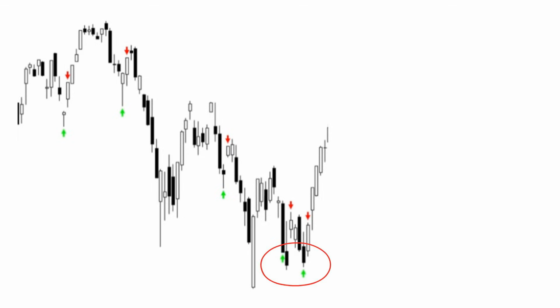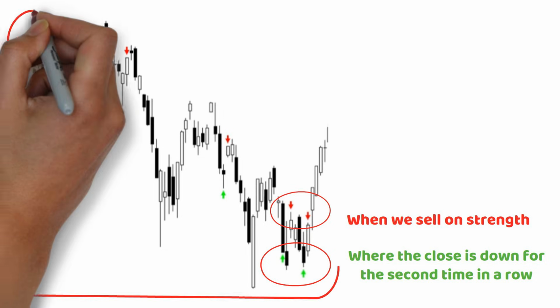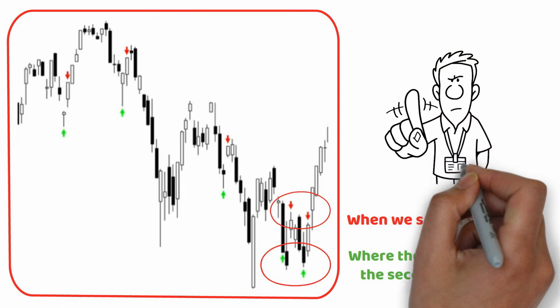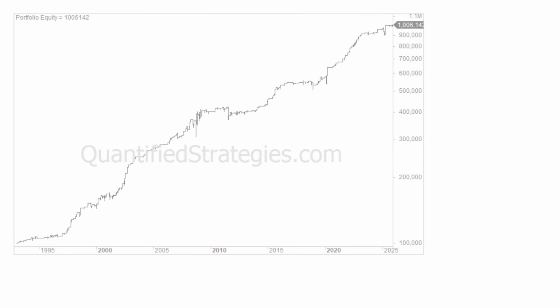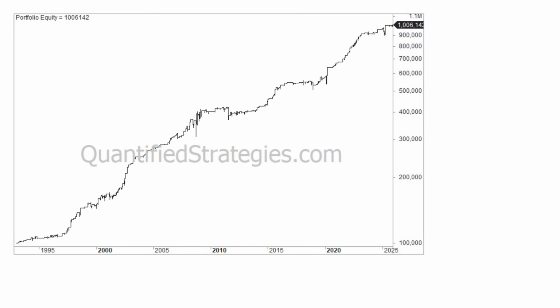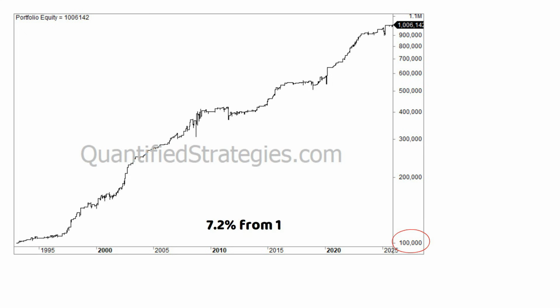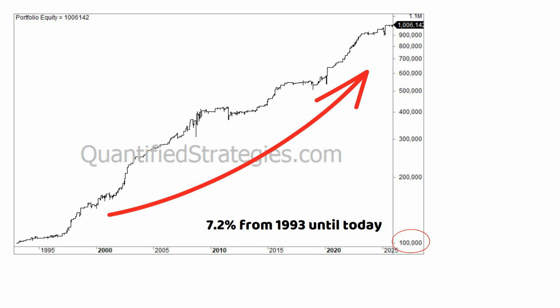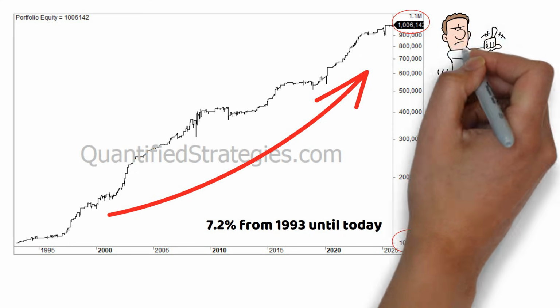The green arrows show Mondays where the close is down for the second time in a row, and the red arrows are when we sell on strength. All 5 trades shown here are profitable, but it is, of course, not always the case because trading also involves losing trades. Let's look at the bigger picture and look at the equity curve of the strategy since 1993 until today. A $100,000 investment would have compounded annually at 7.2% from 1993 until today. The equity curve rises steadily, and the equity would have grown to $1 million by today. Not too bad for such a simple strategy.